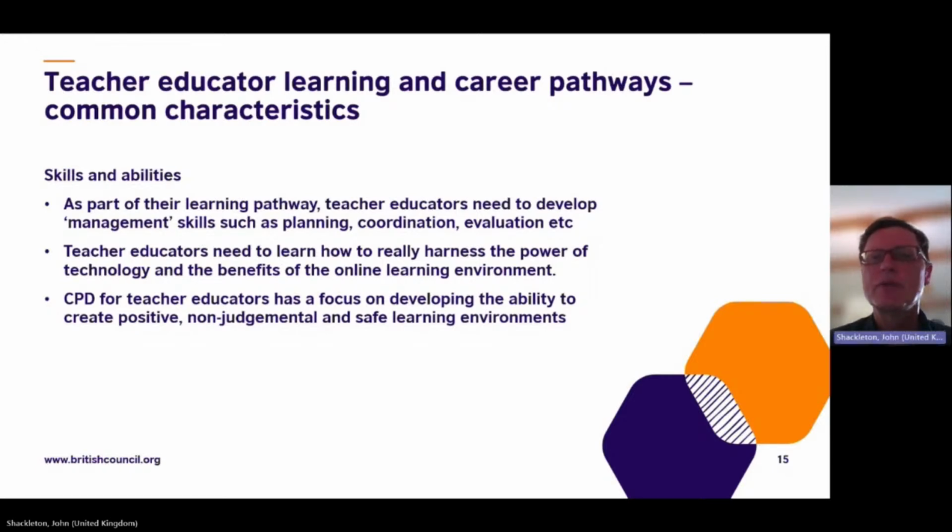All four of them talk about the importance of being able to harness the power of technology, and that increasingly, as a teacher educator, they really need advanced digital literacy, advanced pedagogical techniques within the online environment, so that they can really build on some of the great benefits that online learning can provide.